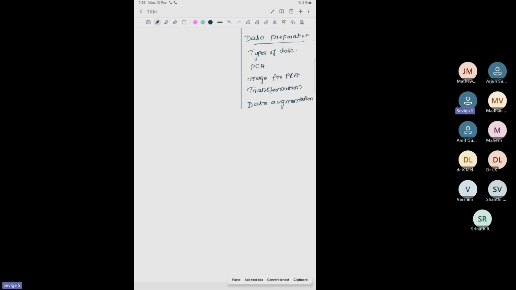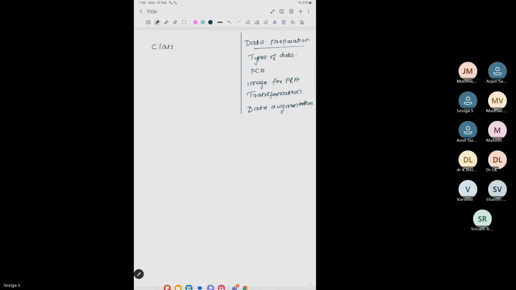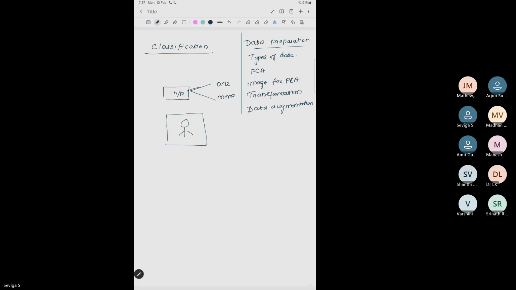In today's class, we will learn about classification. So what is classification generally? If you have input data, we need to assign this input data a label, one or more labels. Suppose you have a photograph. We need to describe who the person is. That is assigning a label for this photograph.